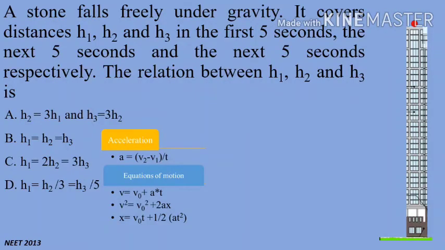A stone falls freely under gravity. It covers distances h1, h2 and h3 in the first 5 seconds, the next 5 seconds and the next 5 seconds respectively. The relation between h1, h2 and h3 is. 4 options are given. We need to find out the relation between h1, h2 and h3. It means stone is falling for 15 seconds, and because speed is increasing under gravity, distance travelled in every next 5 seconds will be greater.